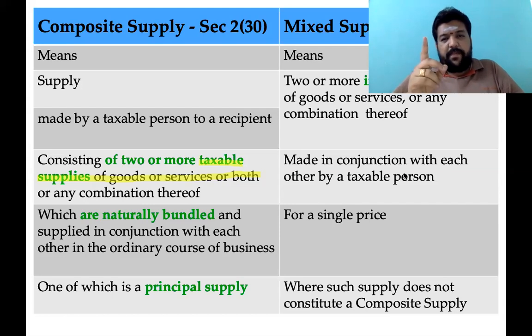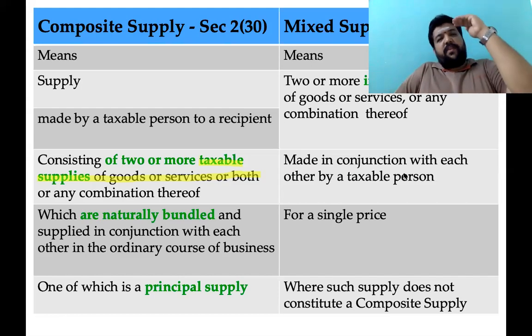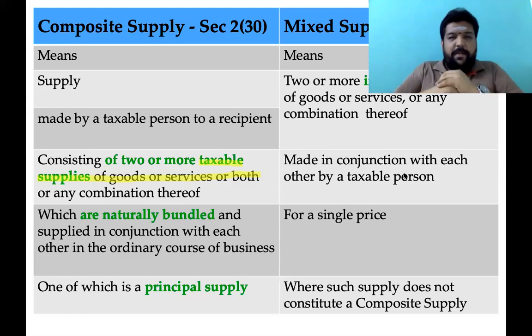Composite or mixed? Take up your combo two, which was almost on the same line. Vaccine along with healthcare services. All medical equipments are liable at 18% GST. Healthcare services are exempted. When a hospital collects 3 lakh rupees, how is the decision going to be taken? Is it a composite supply or is it a mixed supply? When one of my services is taxable and another service is exempted by government notification, is it a composite supply or is it a mixed supply?